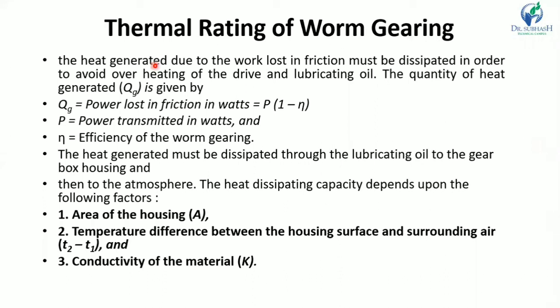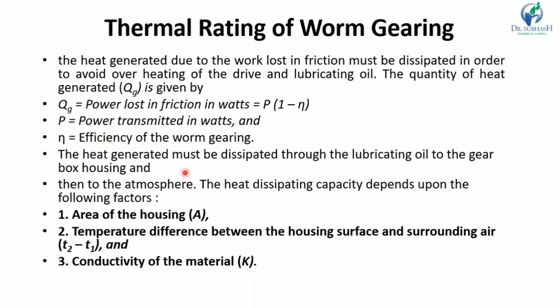Thermal rating of worm gearing. In the worm gearing, the heat generated due to work lost in friction must be dissipated in order to avoid overheating of the drive and lubricating oil. So the quantity of heat generated, Qg, is the power lost in friction in watts, equal to P into (1 minus eta), where P is the power transmitted in watts and eta is the efficiency of the worm gearing.